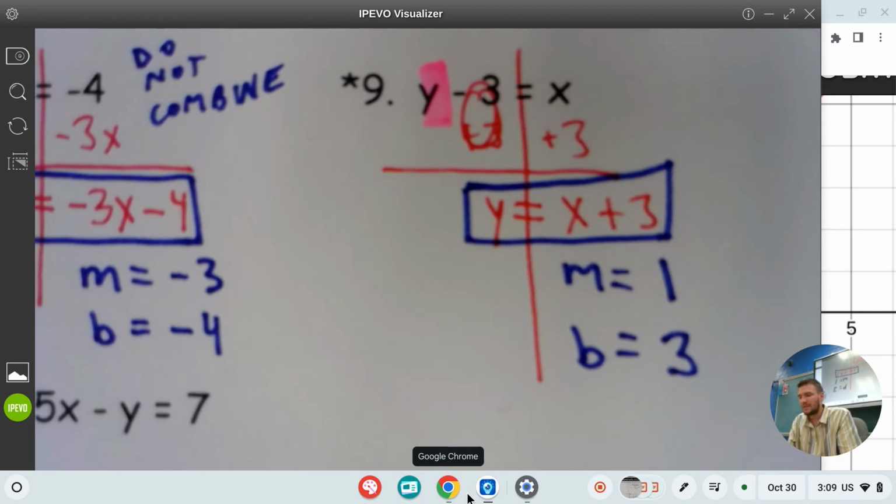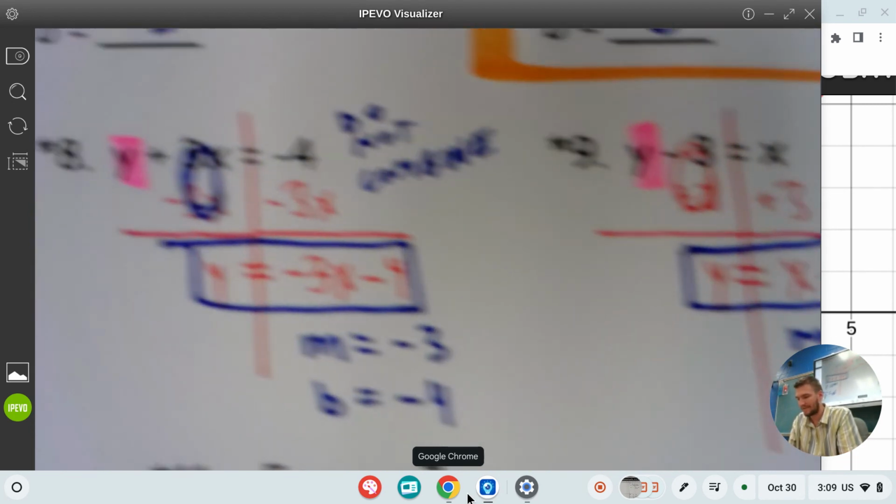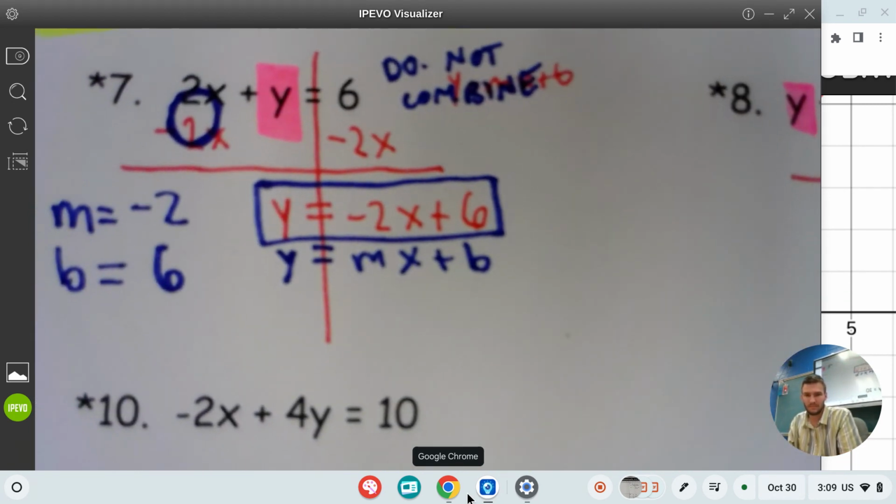Remember, no x's on the m's. Sorry, is it a question about 10? It's a question about 7. About 7? Was 7 m equals negative 2 and b 6?